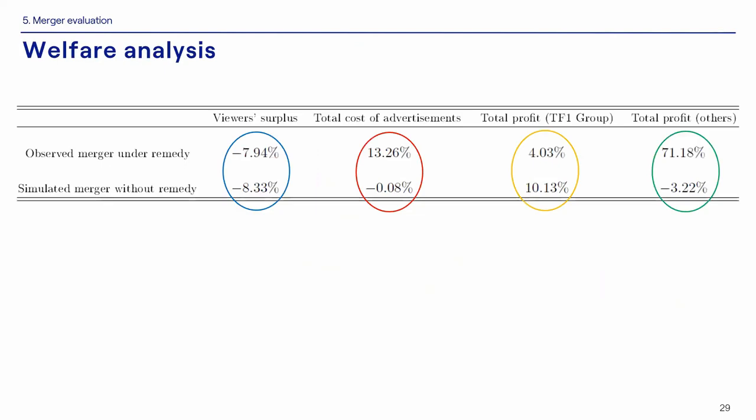And what we observe is that, in fact, the remedy has not been very effective. First of all, if we look at the viewers, with and without remedy, the surplus has decreased. By the way, if we look only at the criterion of the consumer surplus, the viewer surplus, the merger should have been blocked. Now, you see that the consequence of the remedy has been to increase the total cost of advertising. So we don't know their revenue.